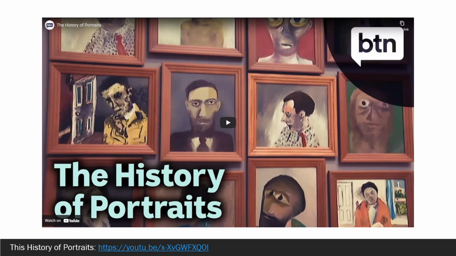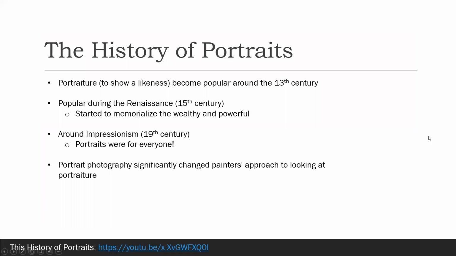So in the video, we got a sense of what portraiture means, to show a likeness, and began to become more popular in art, particularly in painting around the 13th century. It was very popular during the Renaissance, which is an art movement you've probably heard of before. The Mona Lisa by Da Vinci is an example of a Renaissance portrait from the 15th century.